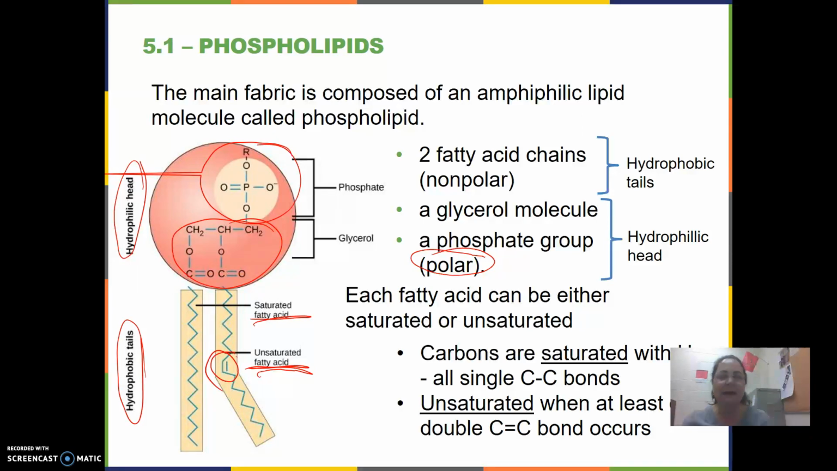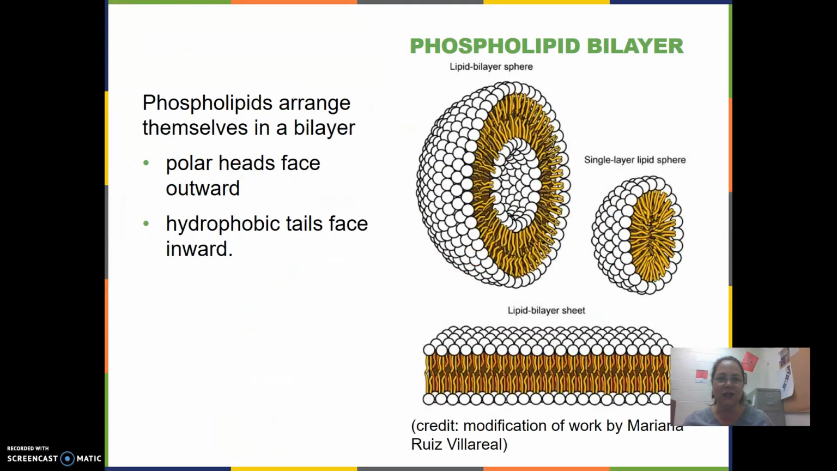But the most important thing about the hydrophobic tails is that they face into each other. They face each other. In the phospholipid bilayer, the hydrophobic tails face each other like you see here. The heads are on the outside, exposed to the watery environment inside and outside the cell, and then the tails face each other. Because they're hydrophobic, they're nonpolar, they're insoluble in water.